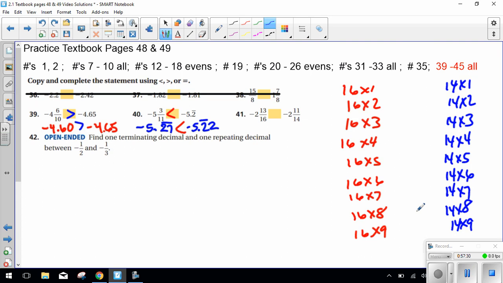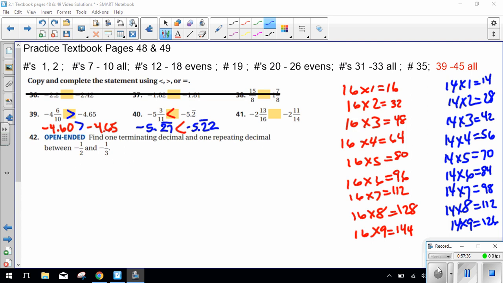Okay, so why don't you take a minute and pause here, and when we come back, I'll have all the solutions ready. Okay, so here are all the solutions.